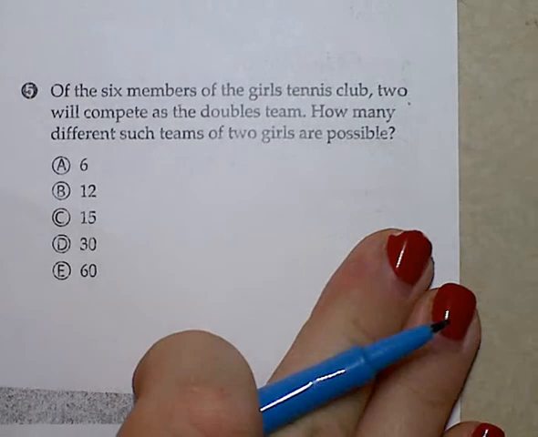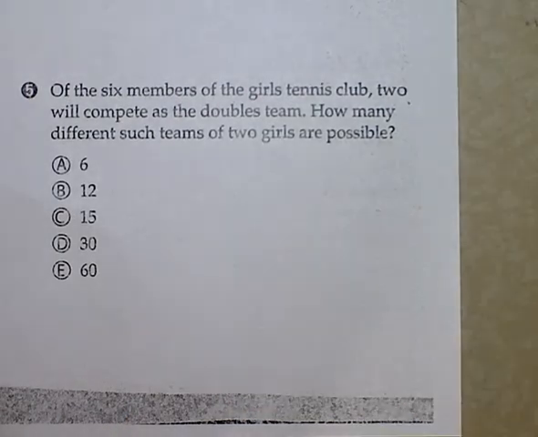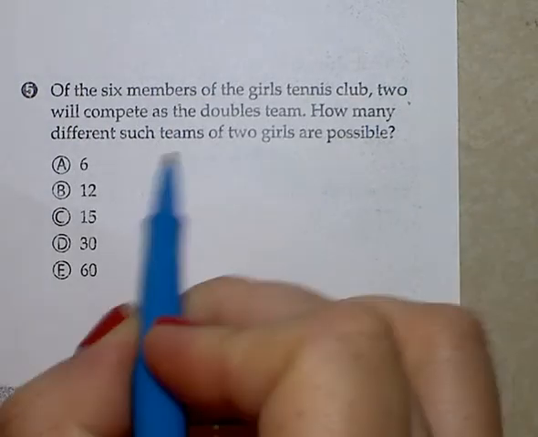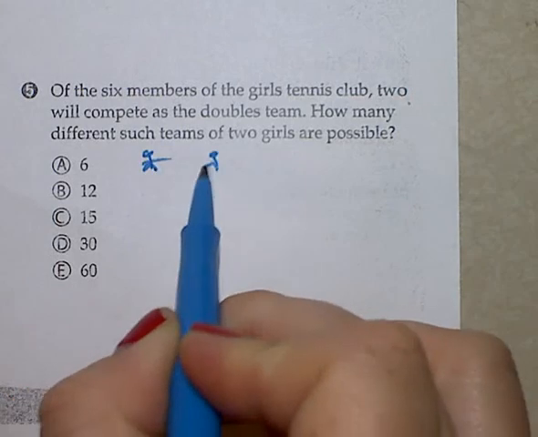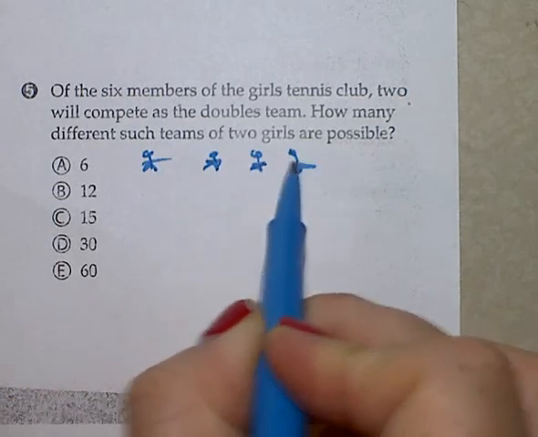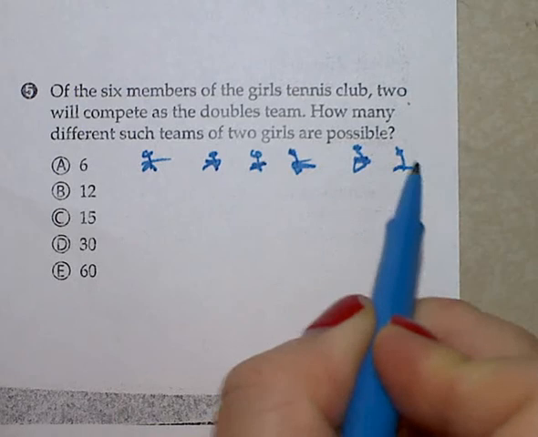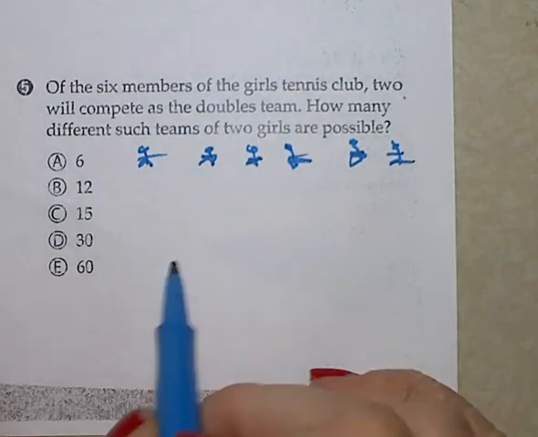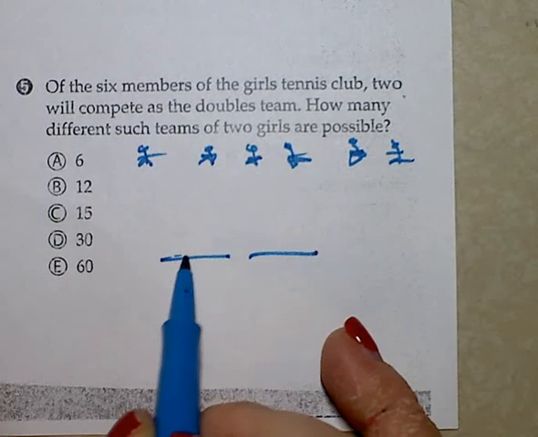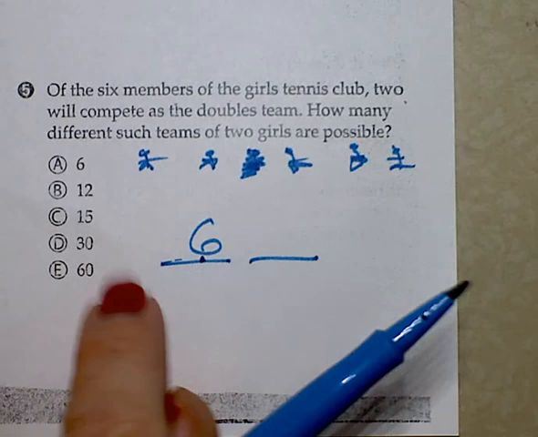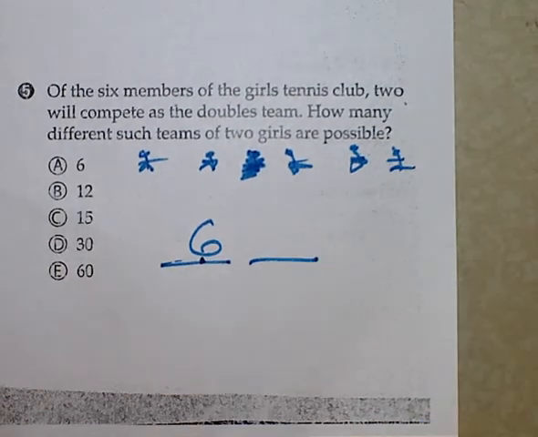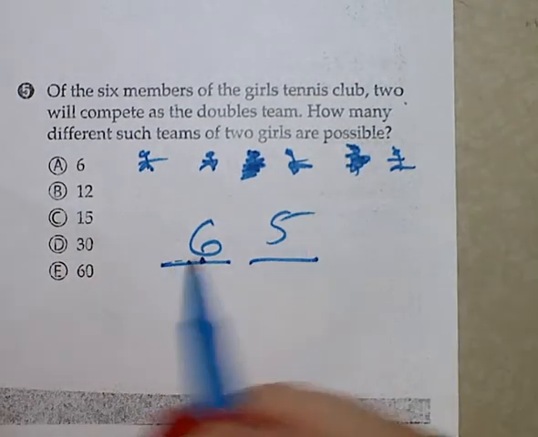Number 5 is like number 4. Of the 6 members of a tennis club, only 2 will compete in the doubles. So I have 6 people. There's person 1, 2, 3, 4, 5, and 6. Okay, so doubles, 2 people. How many options do I have for this person? 6. So I choose this person. Now, how many options do I have for their partner? 5. So 6 times 5 is 30.